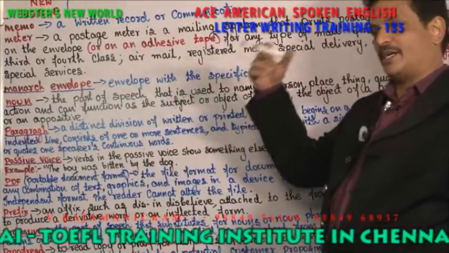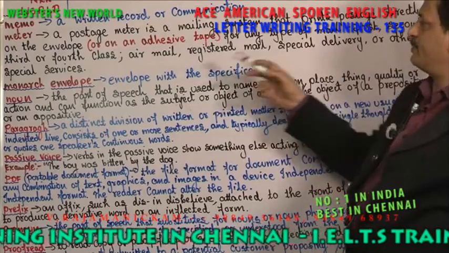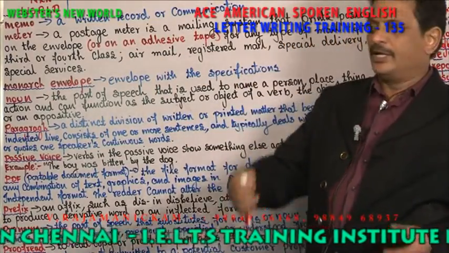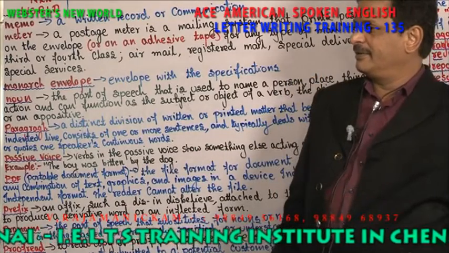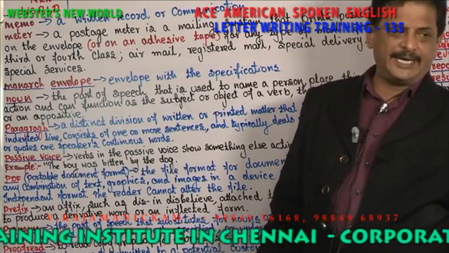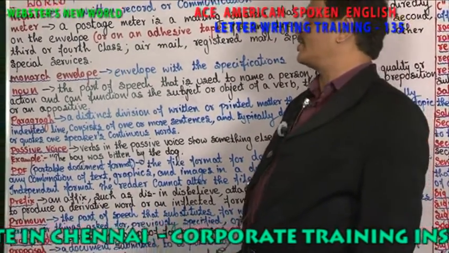Registered air mail means what? Sending abroad. Registered mail, special delivery or other special services, called meter. Meter means a machine is given to you. In that machine you can print on the envelope the postage, right, for any type of postal goods which you want to send. It is called meter.